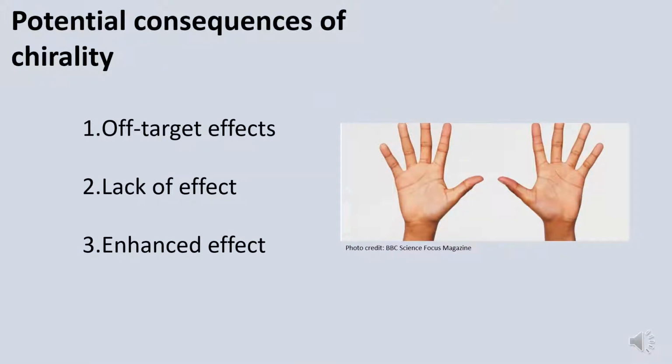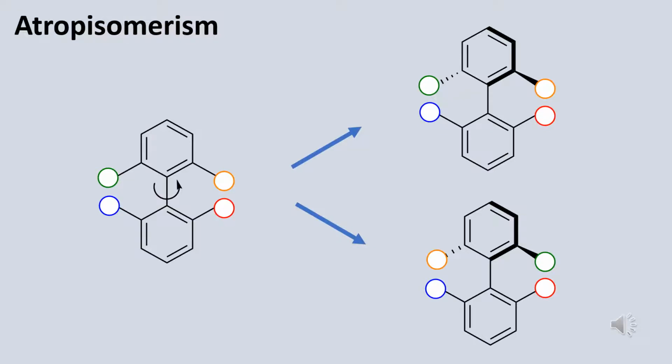Different spatial arrangements may lead to different types of interactions with the body's receptors. Some configurations, like the S configuration of thalidomide, can have damaging off-target effects, while others, like the R configuration of ibuprofen, will have an absence of effect. Some may fit the drug target receptors better, leading to an enhanced therapeutic effect.